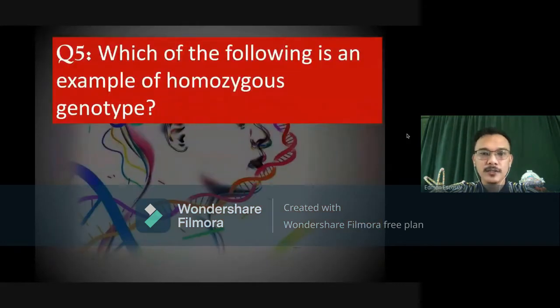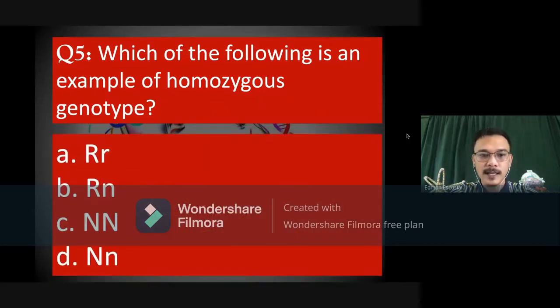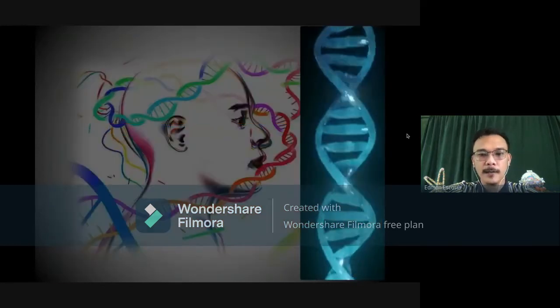And the last question, which of the following is an example of a homozygous genotype? I think you can answer this already. Again, if they are made up of the same letters, uppercase or lowercase, then that is a symbol for homozygous genotype. So the answer is letter C. So congratulations again to those who are able to get the correct answers to our online game.